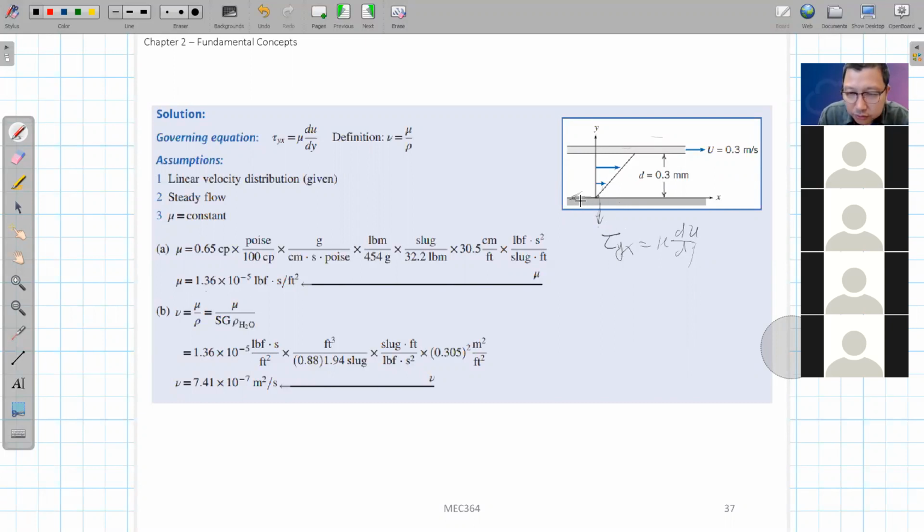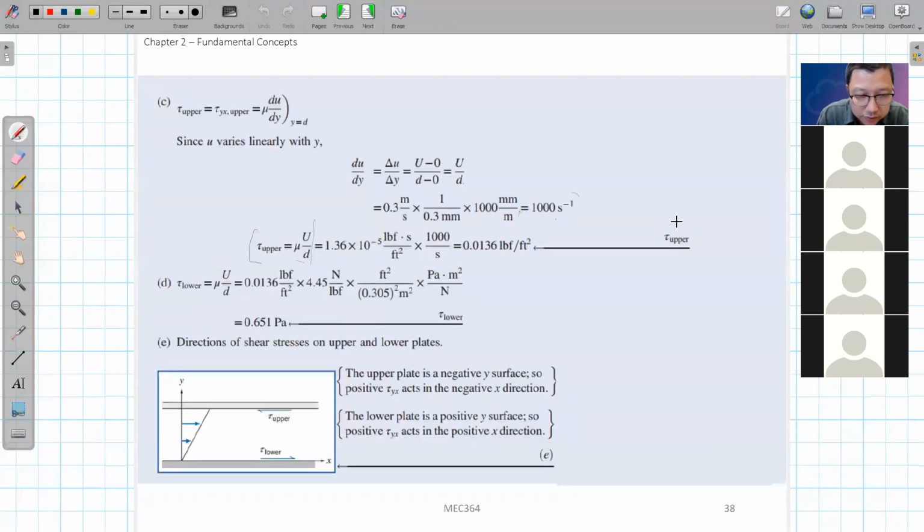Another way you can feel it is that this tau at the bottom, if you think of it as some kind of rotation, tries to rotate the fluid clockwise. That's why it's also larger than 0. So basically we will get the same result. Problem D and problem C should give you the same result.